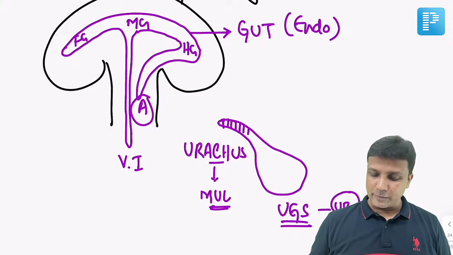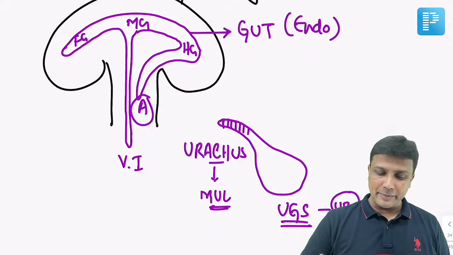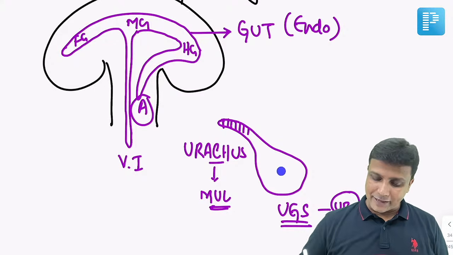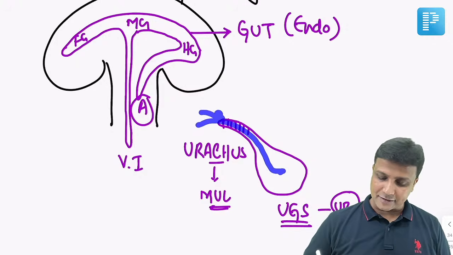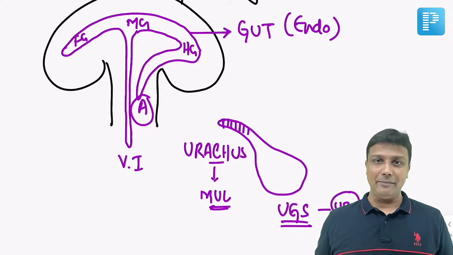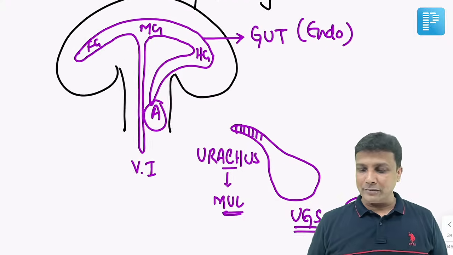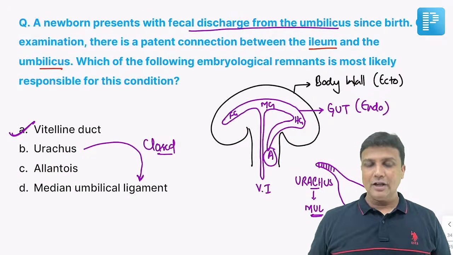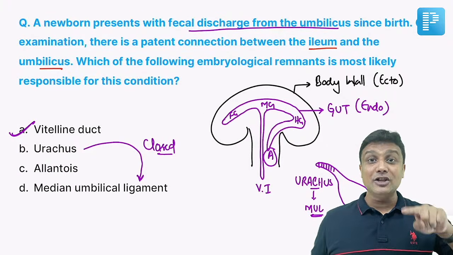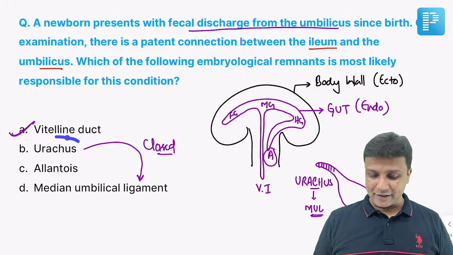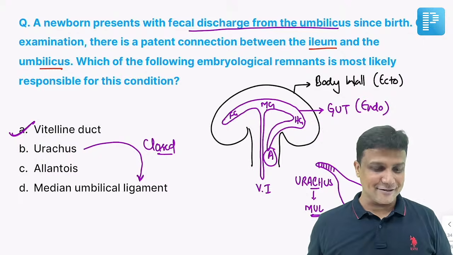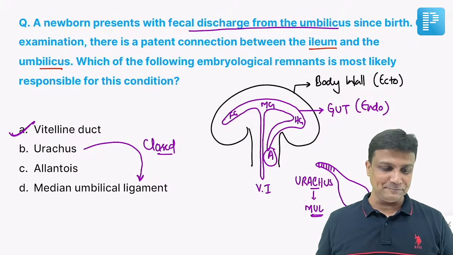This urachus will not be closed. Therefore, what is going to happen here? The urine from the urinary bladder will be coming out from the umbilicus, sir. That condition is like weeping umbilicus. So this time, what is coming out from the umbilicus? That is urine. So when urine is coming out from the umbilicus, it is due to persistent urachus. Persistent urachus. That is also an important question here, sir.